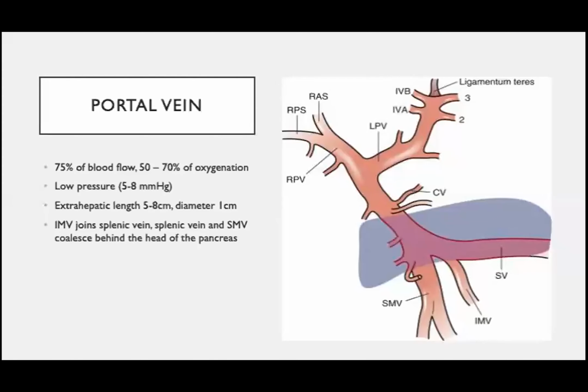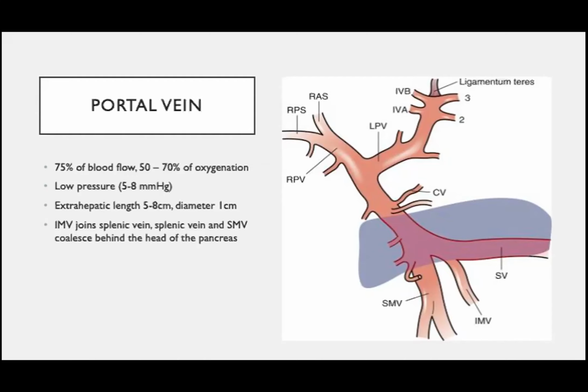Portal vein. It provides 75% of the blood flow to the liver, 50% to 70% of the oxygenation. It's a low pressure system, 5 to 8 millimeters of mercury. The extrahepatic length of it is 5 to 8 centimeters with a diameter of 1 centimeter.